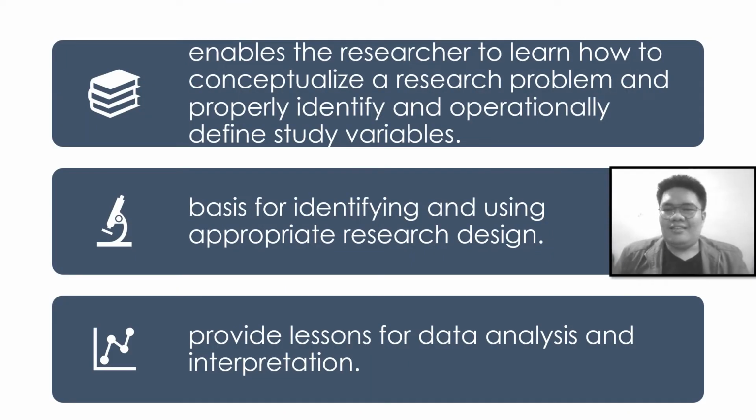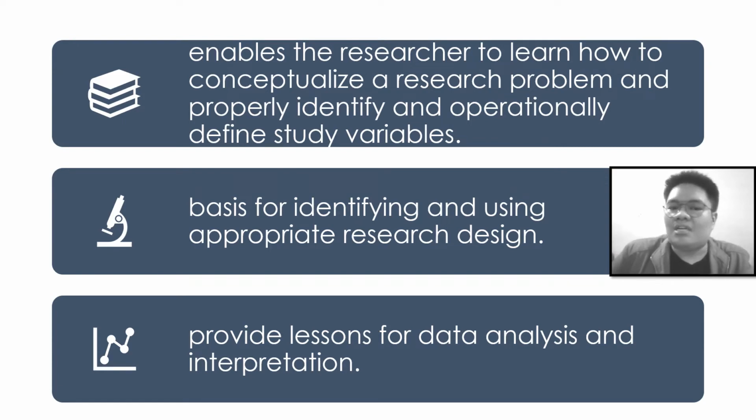In addition, the review of related literature also enables the researcher to learn how to conceptualize a research problem and to properly identify and operationally define study variables. In other words, if you are not yet clear with your variable, the review of related literature will help you define this variable and categorize this variable. As long as you cite the author that is the reference you are using for the conceptualization and operational definition of the term, that is allowable.